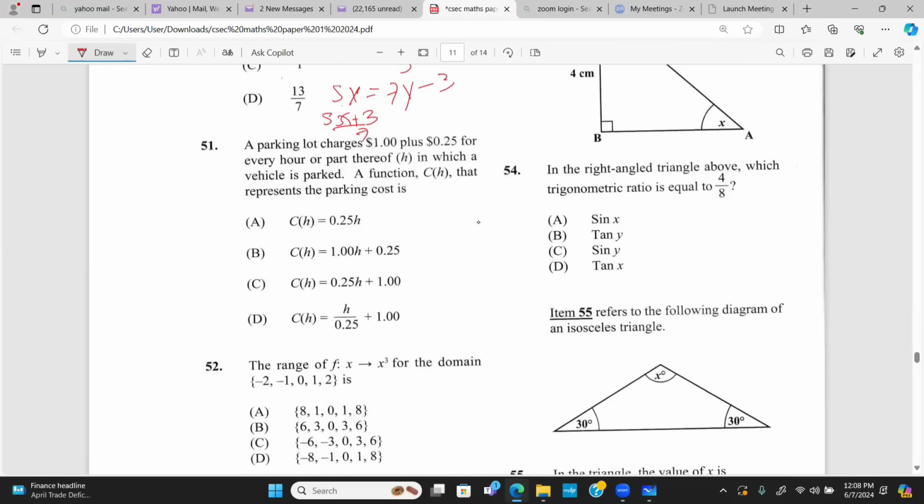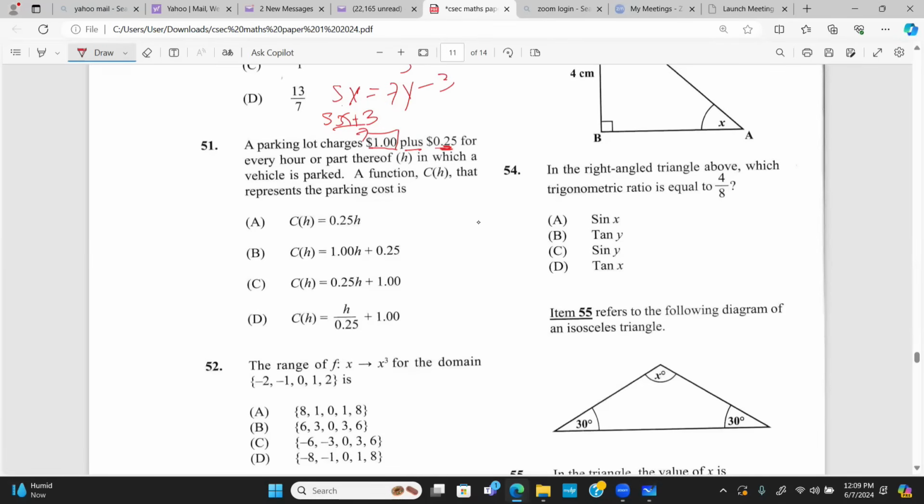A parking lot charges $1 plus 25 cents for every hour, or part thereof, in which a vehicle is parked. Which is a function C of x that represents this? All right, so let's take a look. It says that the parking lot charges $1 plus 25 cents for every hour. So you have a standard fee of $1.